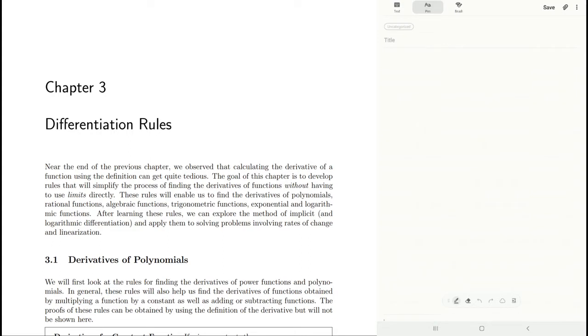So the first thing we'll cover are the derivatives of polynomials. So we'll first start by finding rules for the derivatives of power functions, and then rules for the derivatives of functions that are obtained by multiplying a function by a constant, as well as adding or subtracting a function. Now, the proofs of these rules will be in another video, and if you're a math major, or if you're interested in knowing where these rules come from, then I highly recommend that you watch this video. But the goal of this video is to focus on introducing the rules as well as applying them.